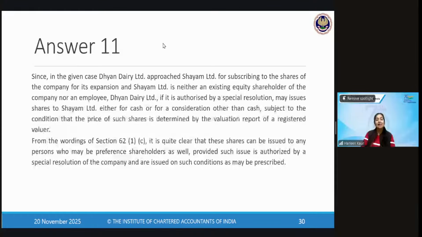Now in this case, Sham Limited has approached this company. It is neither an existing shareholder nor an employee. So if it is authorized by SR, then yes, they can issue the shares either for cash or consideration other than cash, provided the price is determined by the valuation. From the wording of section 62 subsection 1 clause C, it is quite clear that shares can be issued to any person other than existing shareholders, who may be preference shareholders, if such issue is authorized by SR and the conditions are met. तो कहते हैं प्रेफरेंस शेयर होल्डर्स को भी दे दो, कोई दिक्कत ही नहीं है.